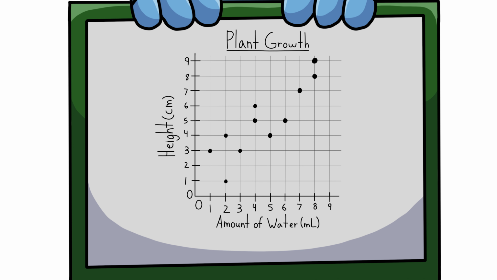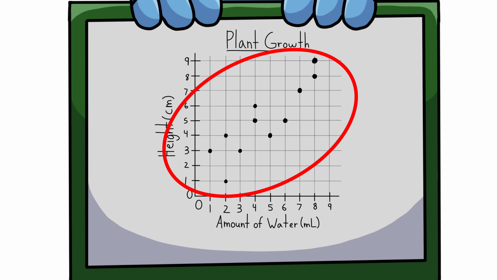The independent variable is the variable that we are changing. In this case, it is the amount of water we give to the plant. You can see the units here at the bottom, on the x-axis. Meanwhile, the dependent variable is the variable that we are measuring, the one that changes because of the independent variable that we are manipulating. In this case, it is the plant's height, which we are measuring. You can see the units here to the side, on the y-axis.